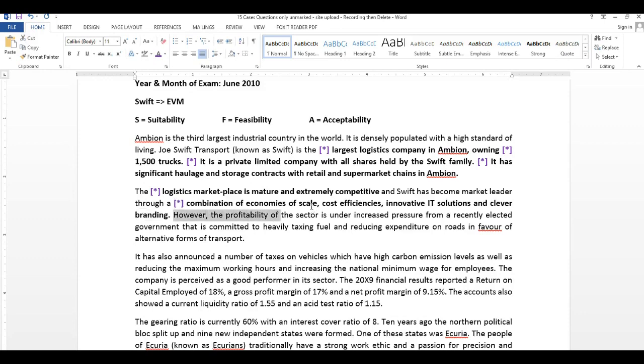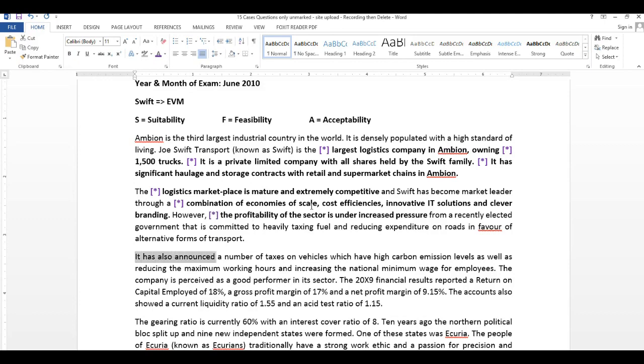However, the profitability of the sector is under increased pressure from a recently elected government that is committed to heavily taxing fuel and reducing expenditure on roads in favor of alternative transport. So that's how the sector is. So this is again an important point. The profitability of the entire sector seems to be under pressure from the government.